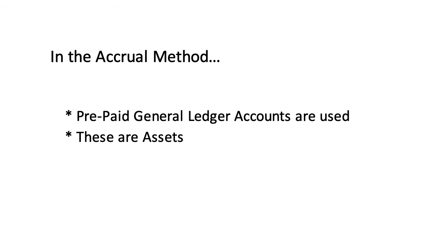When you use the accrual method, you will see prepaid GL accounts on your balance sheet. This is to acknowledge that you paid for something but have not yet gotten the full use of it. These accounts are considered assets. You own something that will be useful in the future, just as if you owned inventory, equipment, or other assets. Of course, how you use each of these assets does vary dramatically.